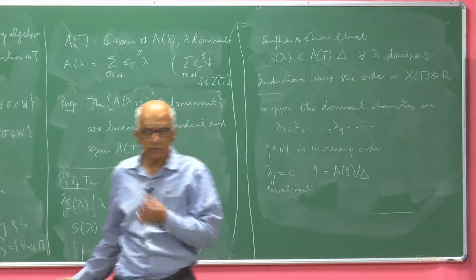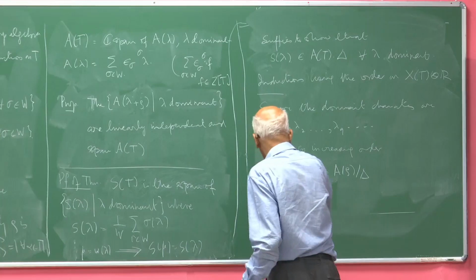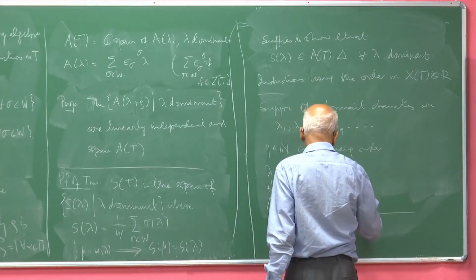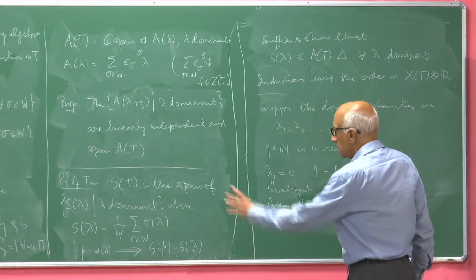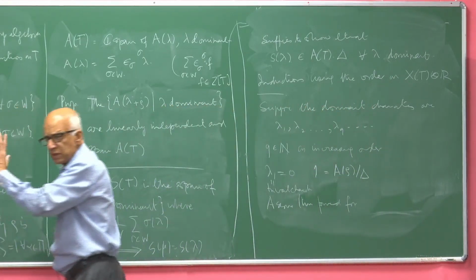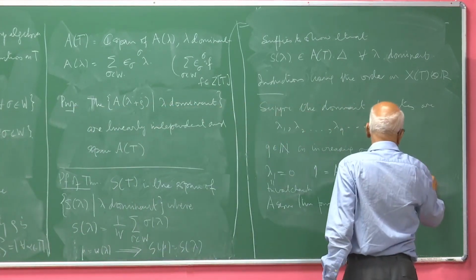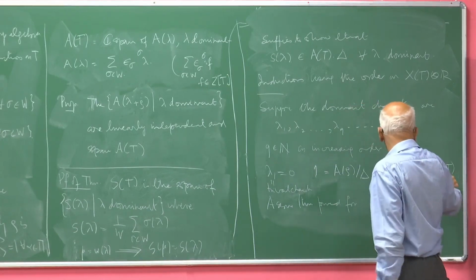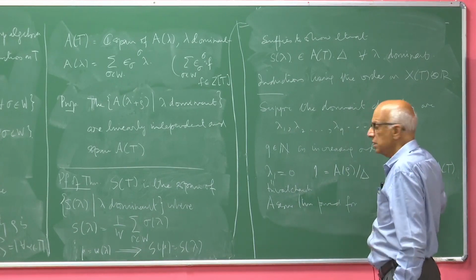So, you can start the induction. Suppose you proved the theorem for smaller cases. The right way to say it is delta times ST is AT. This is what one has to prove. What it means is that any alternating function is divisible by delta, and the quotient is precisely a symmetric function.